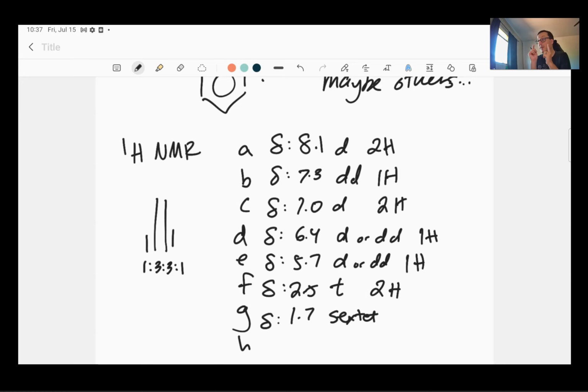And you can tell by whether it's even or odd: if there are 2 peaks that are the same size in the middle and it's kind of symmetrical that way, that's even, and odds will have just 1 peak in the middle. And then H is 1.1, a triplet, and it has an integration of 3. And then I is also a triplet and has an integration of 3. Right. Okay.